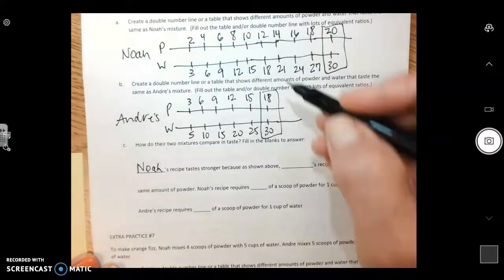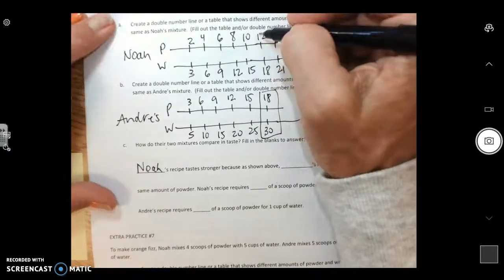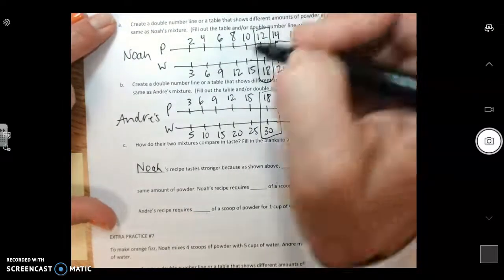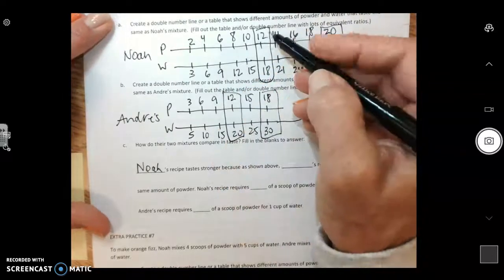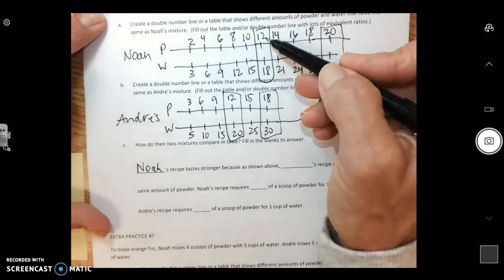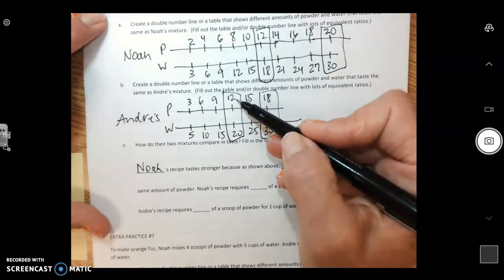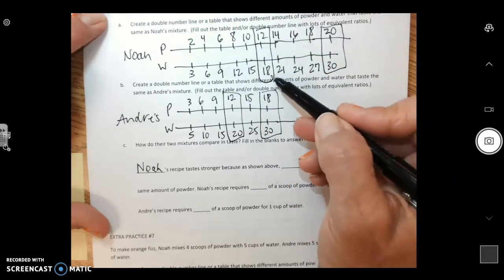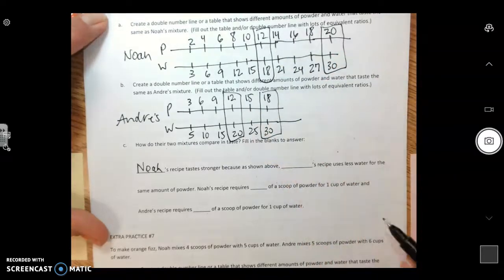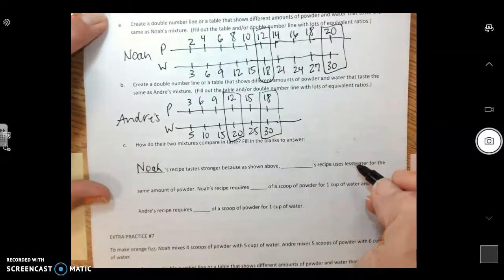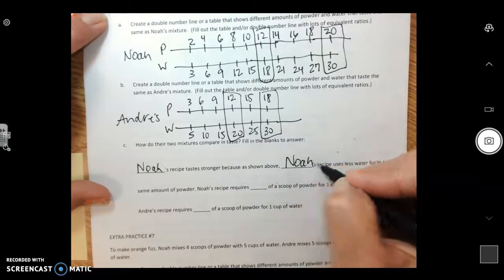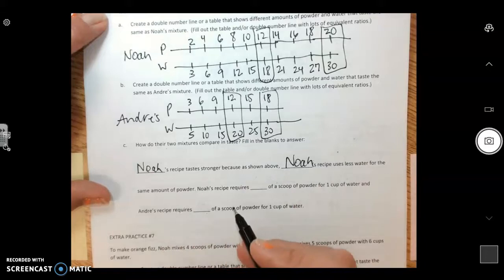So if we go to where the powder is the same, so we can see at 12. Here's where the powder is the same. Noah has 12 scoops of powder. Andre has 12 scoops of powder. You can see Noah has less water. Andre has 2 more cups of water. So Noah's uses less water for the same amount of powder.